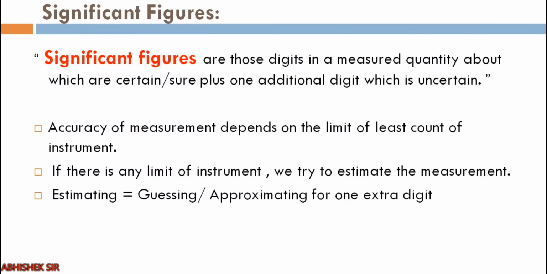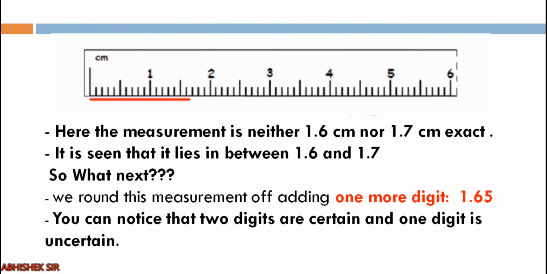So the definition of significant figures: significant figures are those digits in a measured quantity about which we are certain or sure, plus one additional digit which is uncertain. So in any measurement, we estimate or round off in such a manner that the certain, sure digits are taken along with one additional uncertain digit. It is all about estimating the measurement. Now let us see an example.